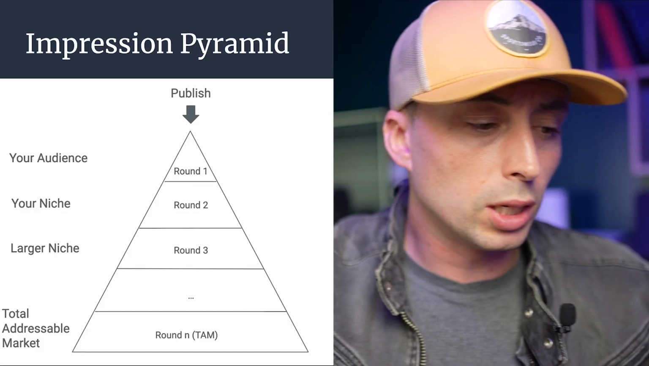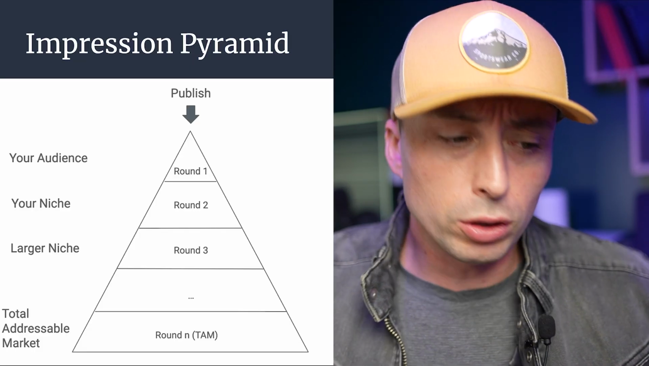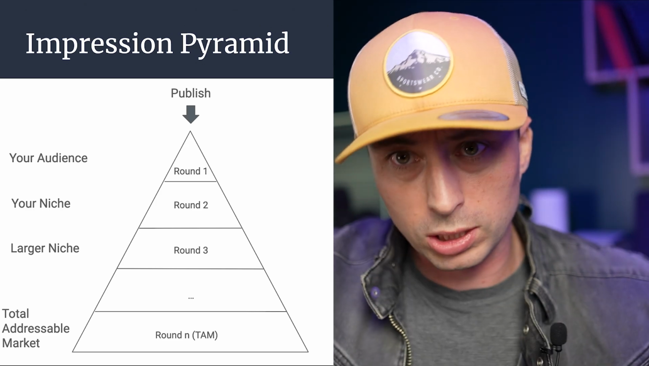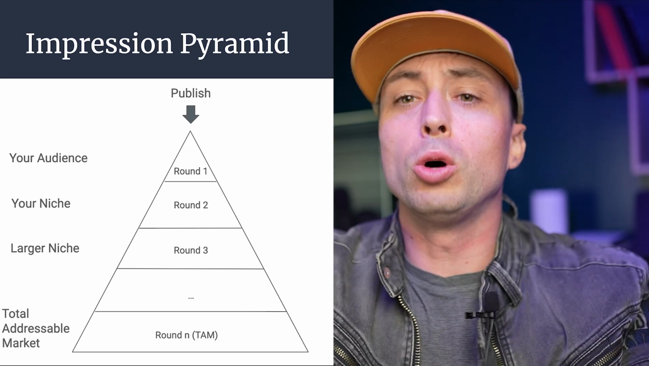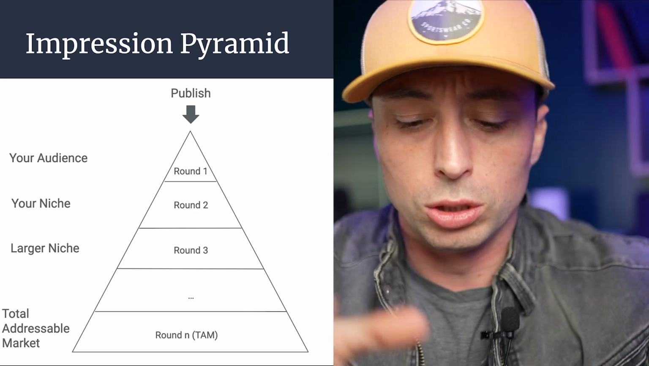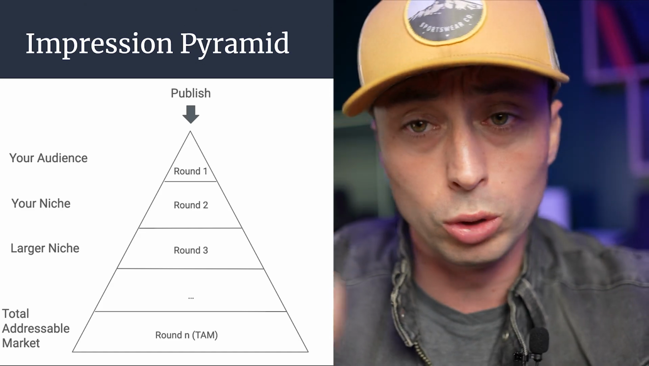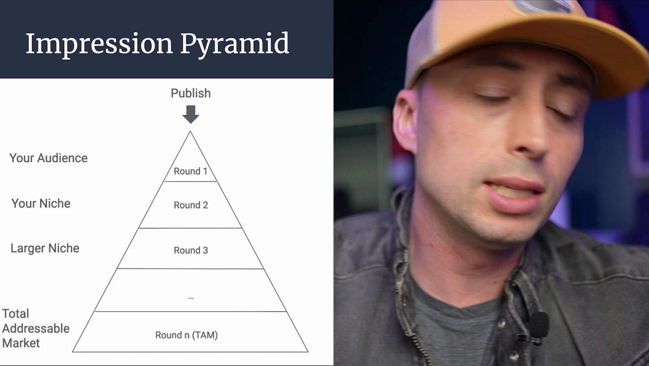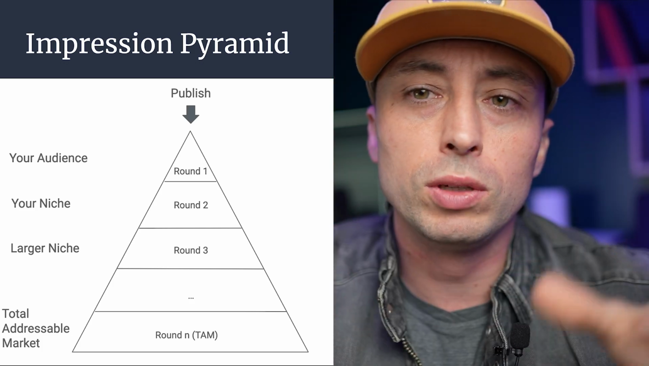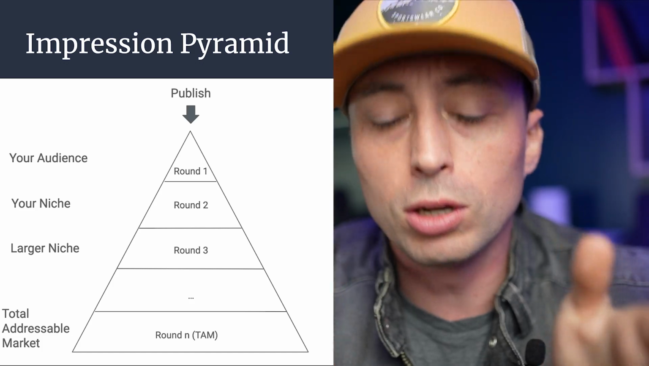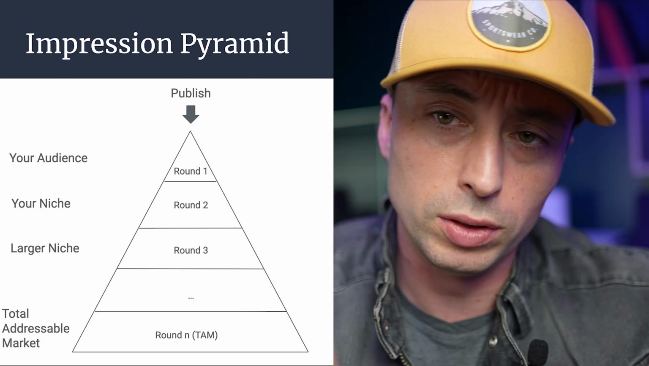And so this works a little bit like that. The first round of the circle is just your audience, your niche, the people that have already watched your video. The algorithm knows they like your type of video, and when you publish a video, it just pushes it to those people because the algorithm knows those people like the video.